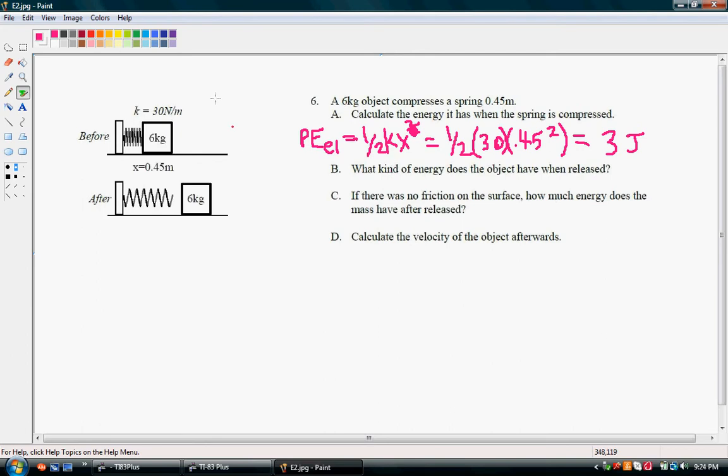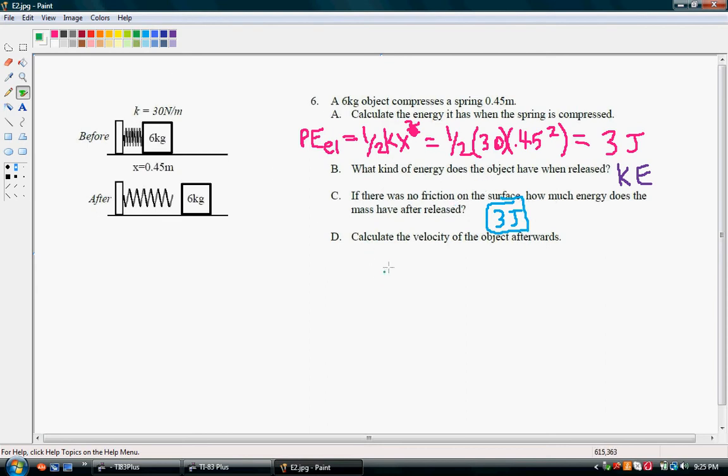Alright, so what kind of energy does the object have when released? Well, when it's released, it's no longer potential elastic, it's converted into another type of energy. And since it's moving, that energy is going to be kinetic energy. And if there is no friction on the surface, how much energy does the mass have after released? Well, if there's no friction, we have no negative work being done on this system taking the energy out. So we get to keep all of this energy. So we have 3 joules before and 3 joules of kinetic energy afterwards.